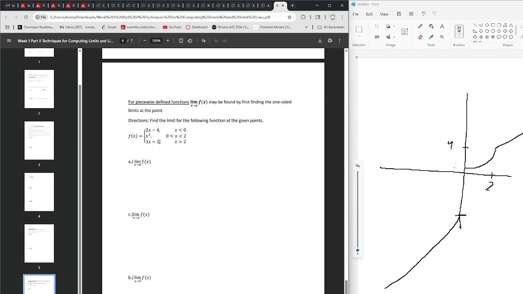As it approaches 2 from both sides, it goes to 4. Maybe I should write this out. So A is D and E, they don't kiss. B is 4, because these two piecewise things meet at the same place. And as it approaches 5, we would literally just plug it in here, like 5. So what is that? 3 times 5 minus 2, 15 minus 2 is 13, right?